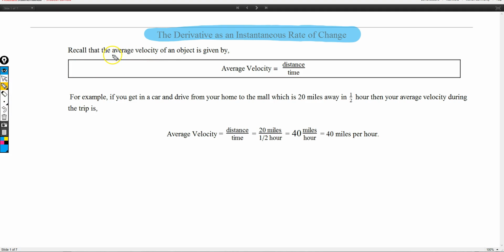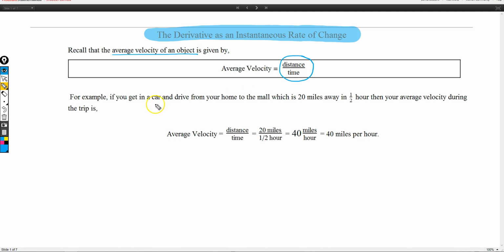The average velocity of an object is given by the distance it travels divided by how long it takes to travel that distance, or just distance divided by time. You've probably seen that before.